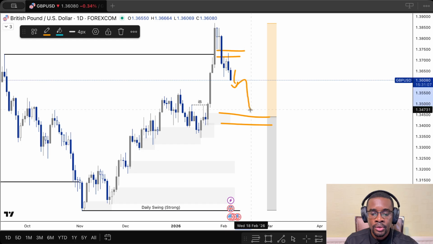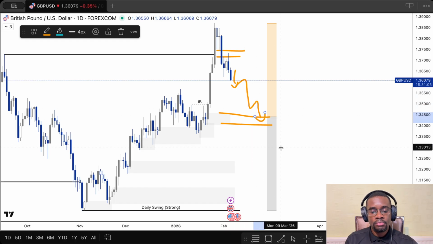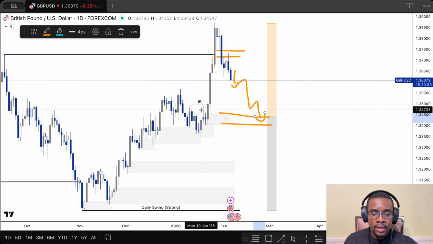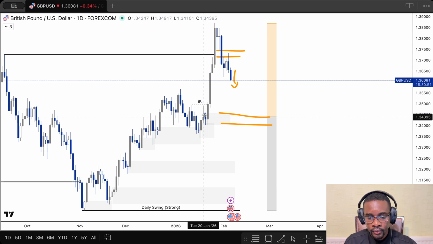So this is what I'm expecting. Okay, and price looks like it's gonna be able to do that. It's likely going to be able to do that because we're expecting price to return to the origin of the move.